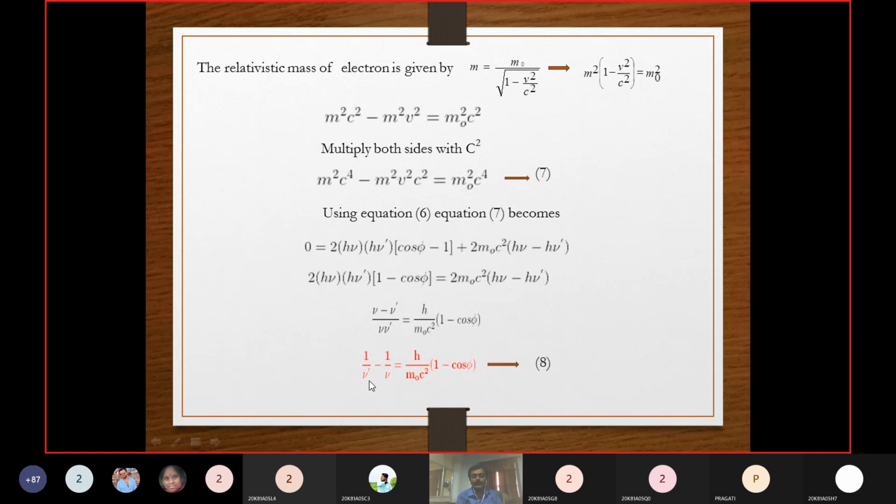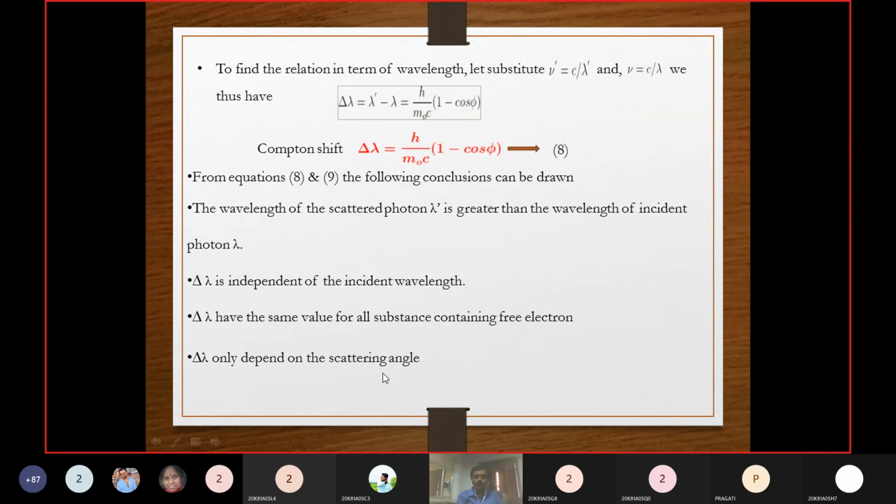This is in terms of frequency, but we have to convert this in terms of lambda. We already know there is a relation between frequency and lambda: nu, the frequency, is equal to c by lambda. If you substitute that value, we get lambda dash minus lambda equal to h by m naught c into 1 minus cos theta. This is the Compton shift. That means there is a change in wavelength between the two.